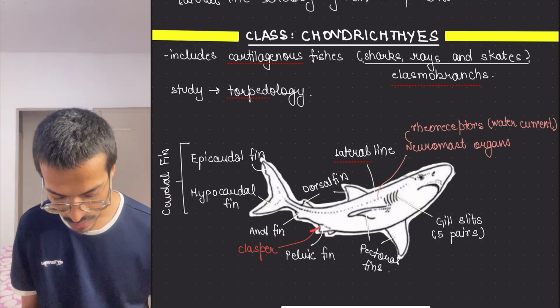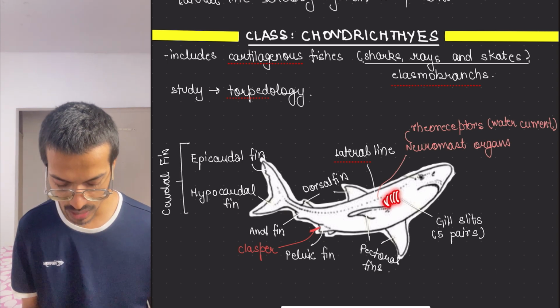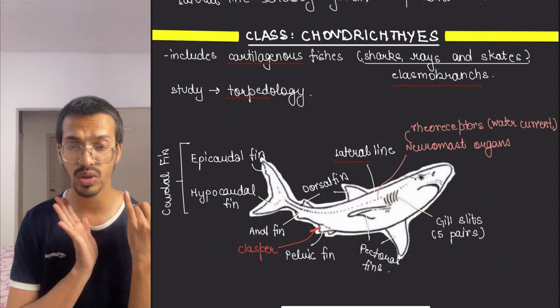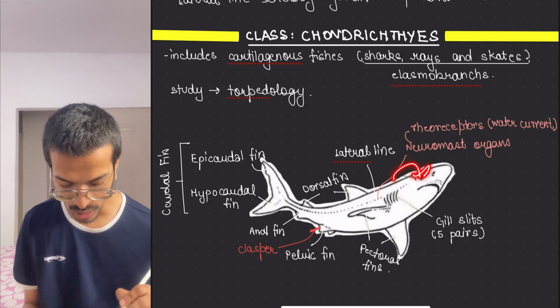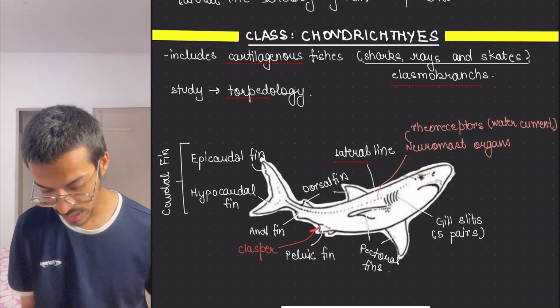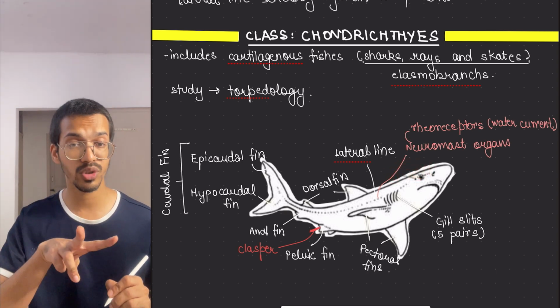Moving on, there is what? There are gills present. Paired gill slits are there. One on one side, one is on the other side. Means on this side also there will be. There are what? There are fins present. Two different types of fins are there.